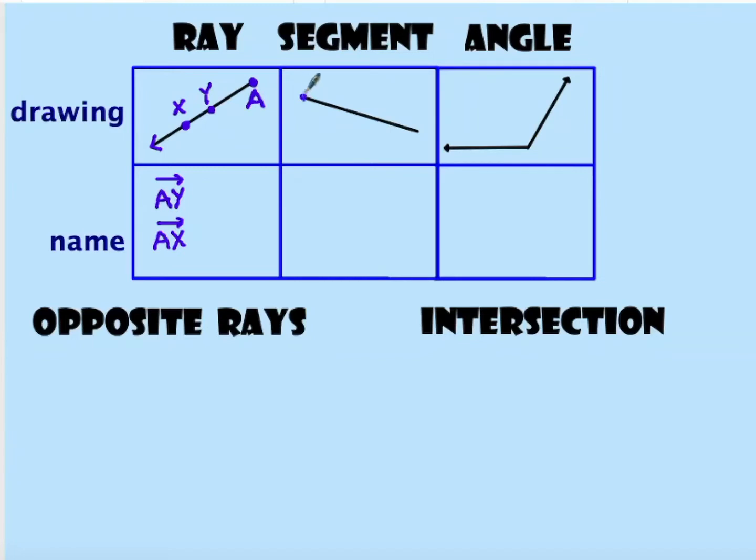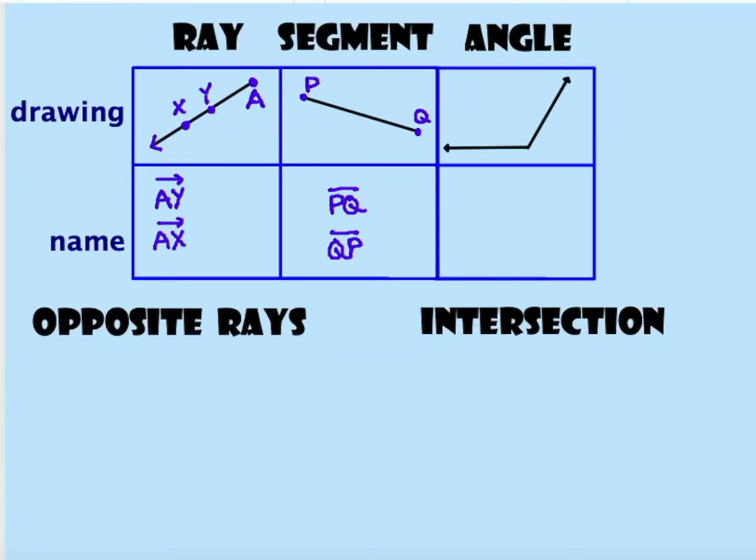A segment is named by its 2 end points. If that's a P and a Q, I could call this segment PQ with a bar over the top, or QP. Order doesn't matter on segments, but on rays it does.